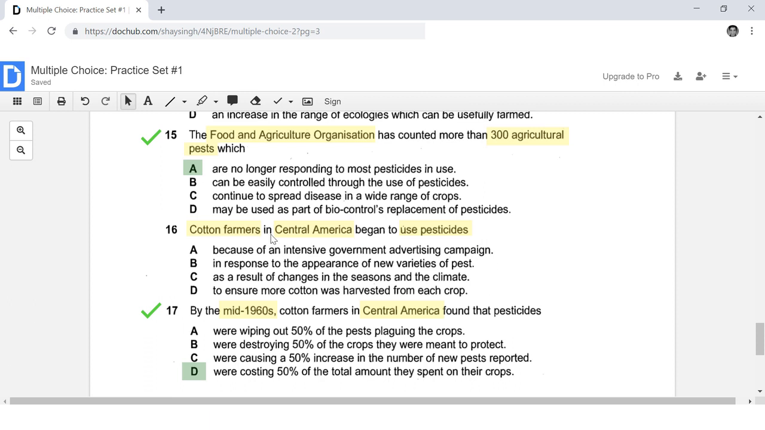It's possible. Let's read option C. It says, as a result of changes in the seasons and the climate. I don't see anything about seasons or climate, so that's going to be wrong. And D says, to ensure more cotton was harvested from each crop. Guys, what do you think the answer is going to be? Is it B or is it D? In response to the appearance of new varieties of pest? Or did they start using pesticides to ensure more cotton was harvested from each crop?